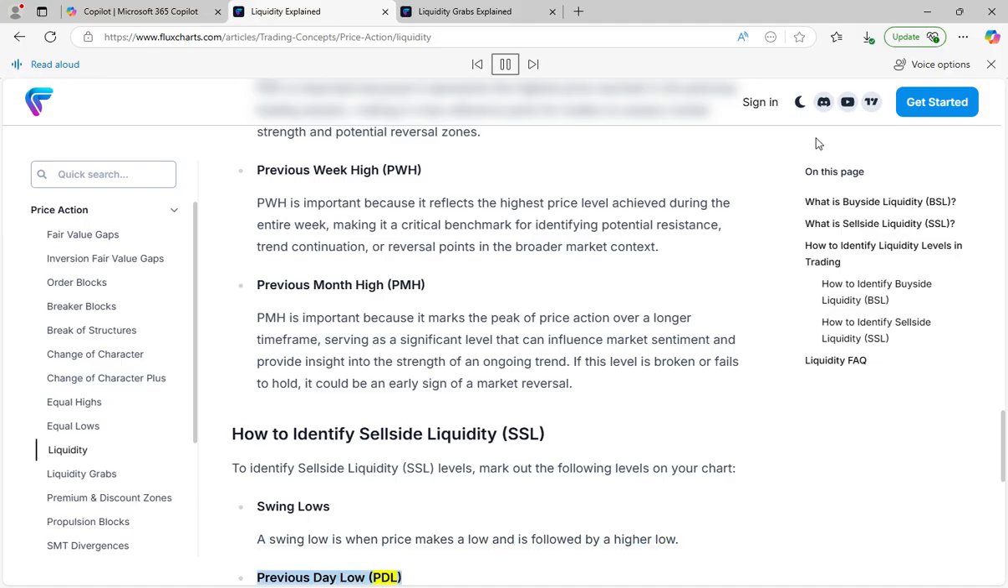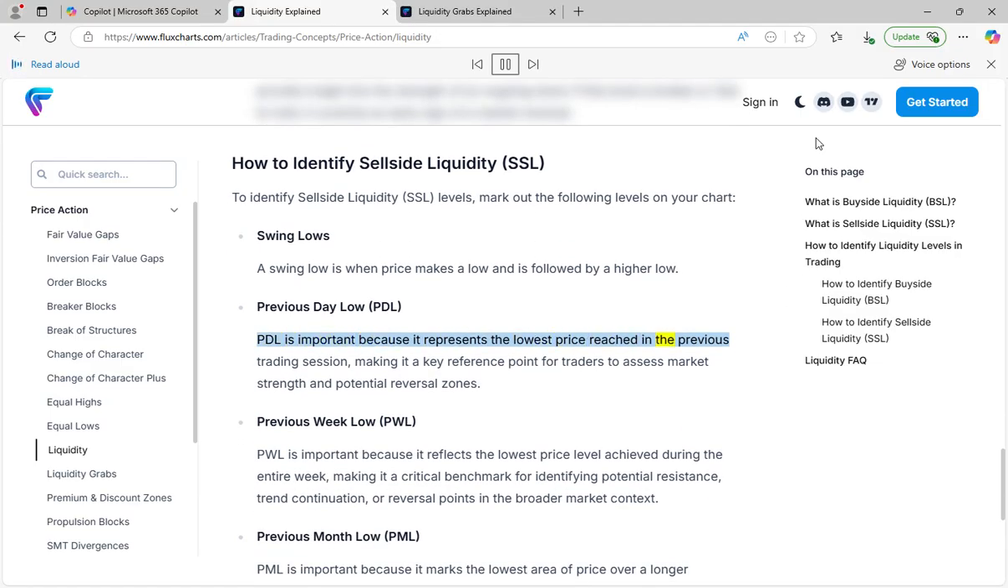Previous day low, PDL. PDL is important because it represents the lowest price reached in the previous trading session, making it a key reference point for traders to assess market strength and potential reversal zones. Previous week low, PWL. PWL is important because it reflects the lowest price level achieved during the entire week, making it a critical benchmark for identifying potential resistance, trend continuation, or reversal points in the broader market context.